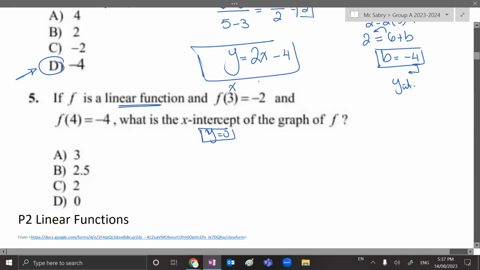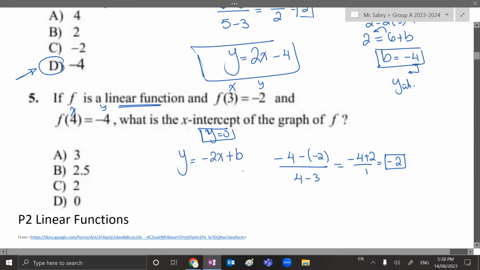How to do so? Again, I have points, x, y, x, y. I can do y2 minus y1 over x2 minus x1. That would get me negative 4 plus 2 over 1, which is negative 2. I have the slope. I'll write the equation: y equals negative 2x plus b. I'll use any of the points to find the b. This time, for example, I'll use this one. I'll put instead of the y, negative 4, and instead of the x, the 4, plus b. This would become negative 4 equals negative 8 plus b. I'll move this. I'll have b equals 4.